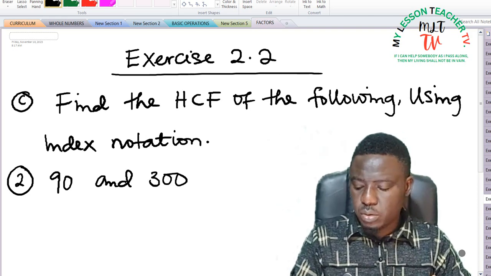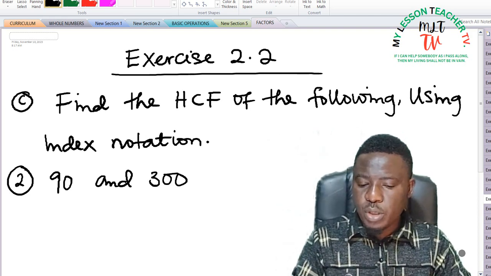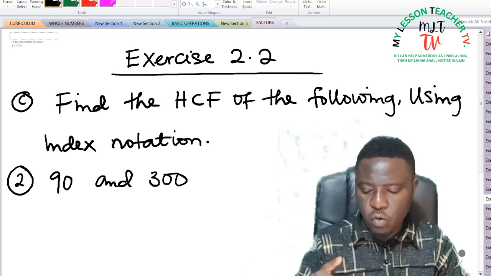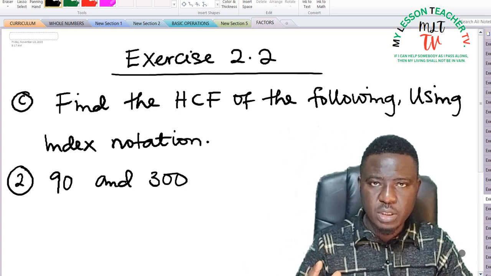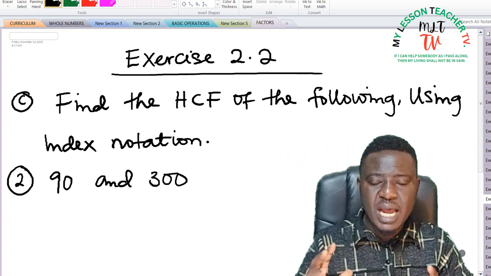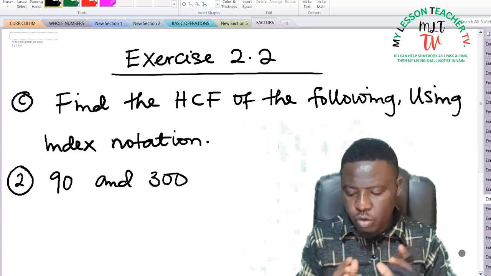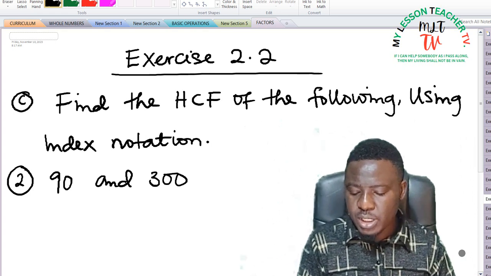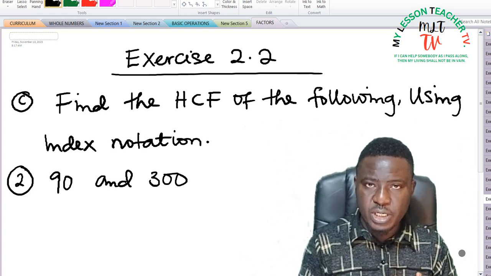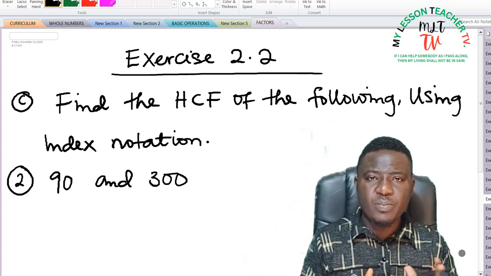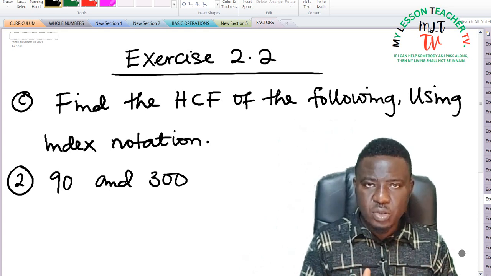Question 2 on exercise 2.2c. We are asked to find the HCF of the following using index notation. HCF simply means highest common factor, and in order for us to determine the highest common factor between 90 and 300, we shall first of all express 90 and 300 as a product of its prime factors.